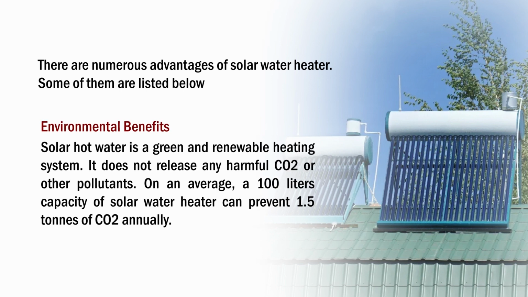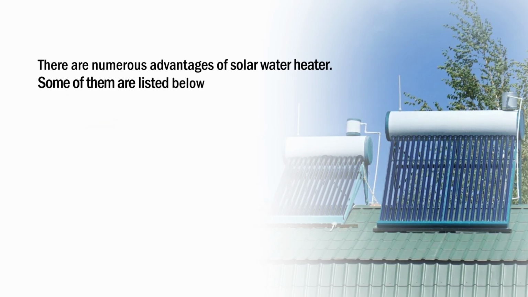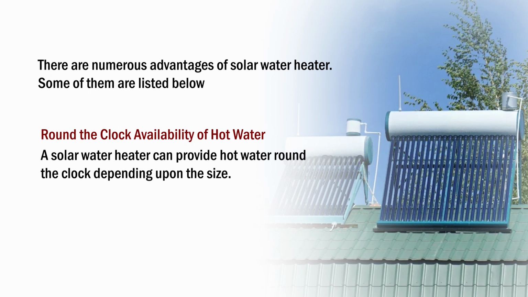If we are talking about the environmental benefit, the solar water heater is a green and renewable heating system. It does not release any harmful gases like carbon dioxide or other pollutants. On average, a 100 liter capacity solar water heater can prevent 1.5 tons of carbon dioxide annually. Another advantage is round the clock availability of hot water. A solar water heater can provide hot water round the clock depending upon the size.